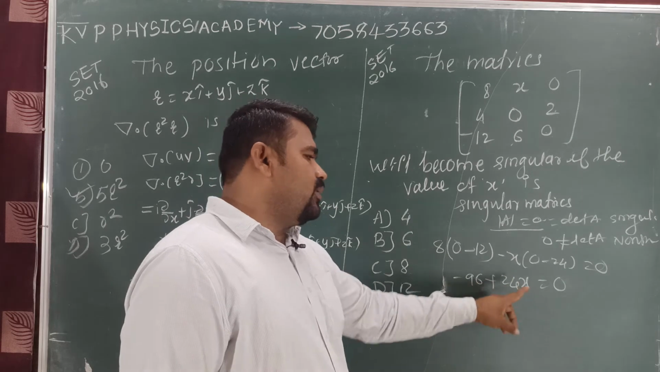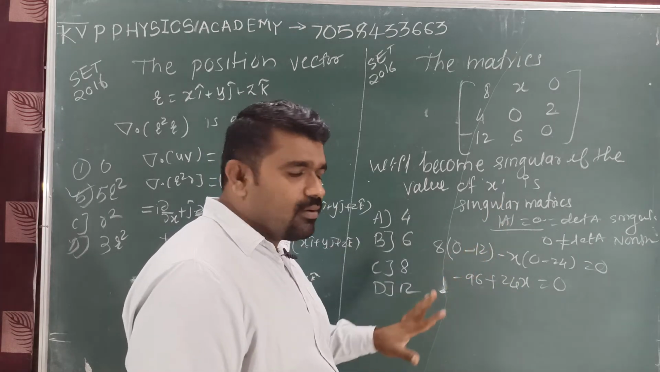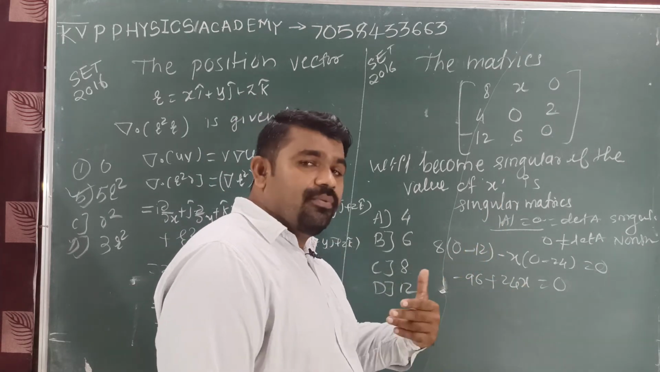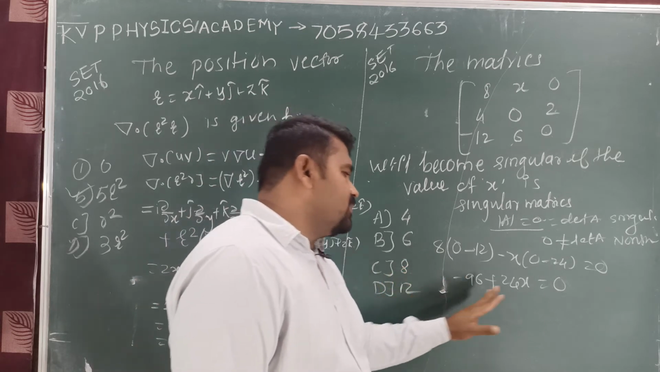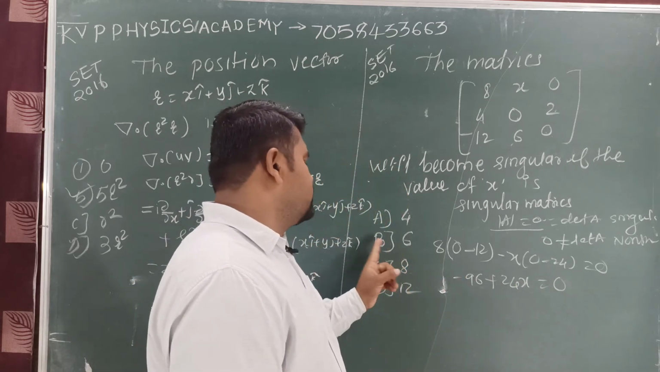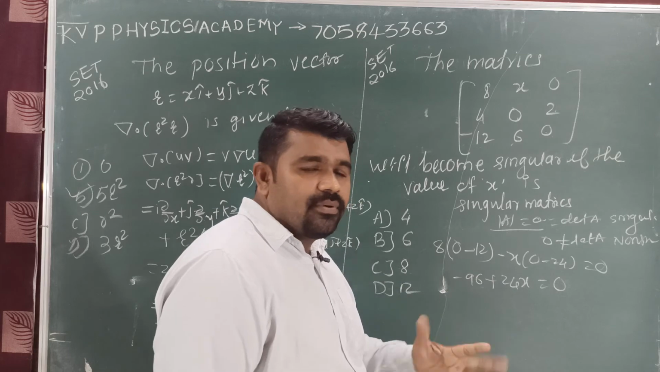Substitute 12. 12 into 24, very large value. This is not equal to 0. Next, 8. 8 into 24, this also is a very large quantity. This difference is not equal to 0. Next, we can substitute 6. 6 into 24.